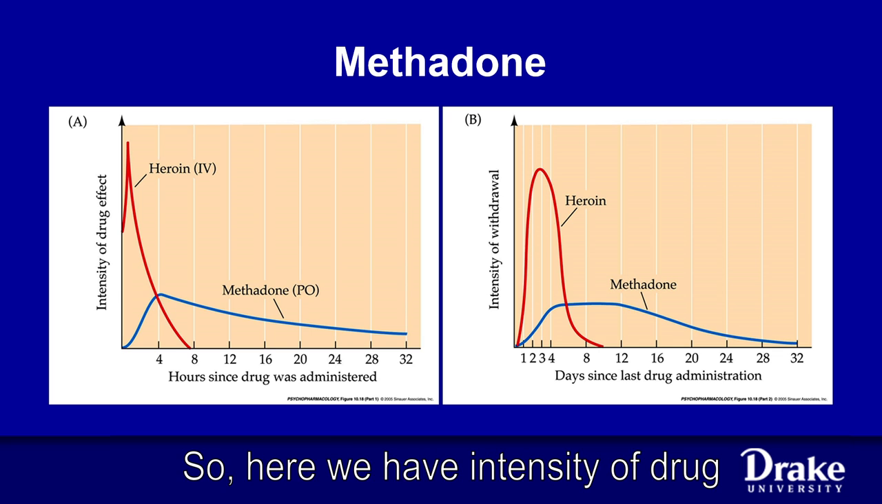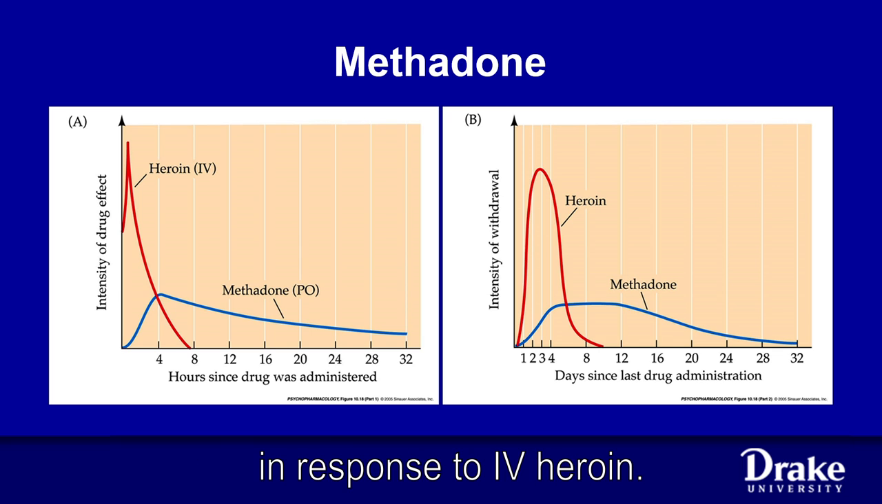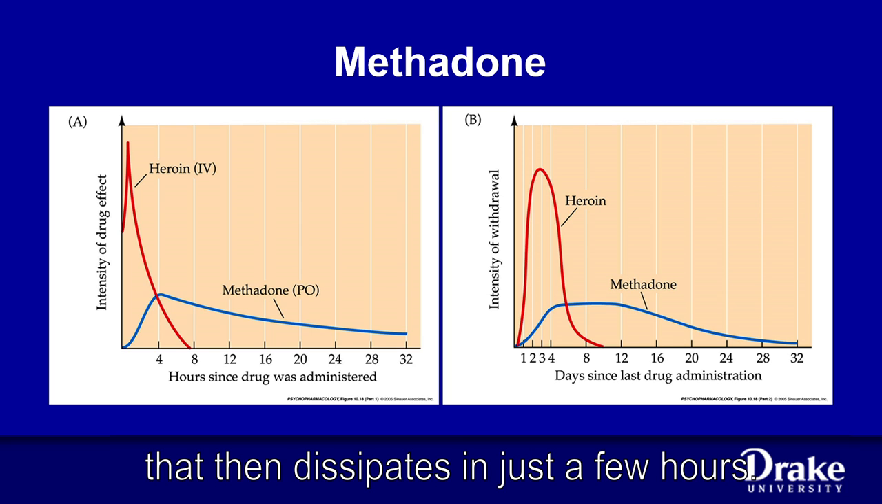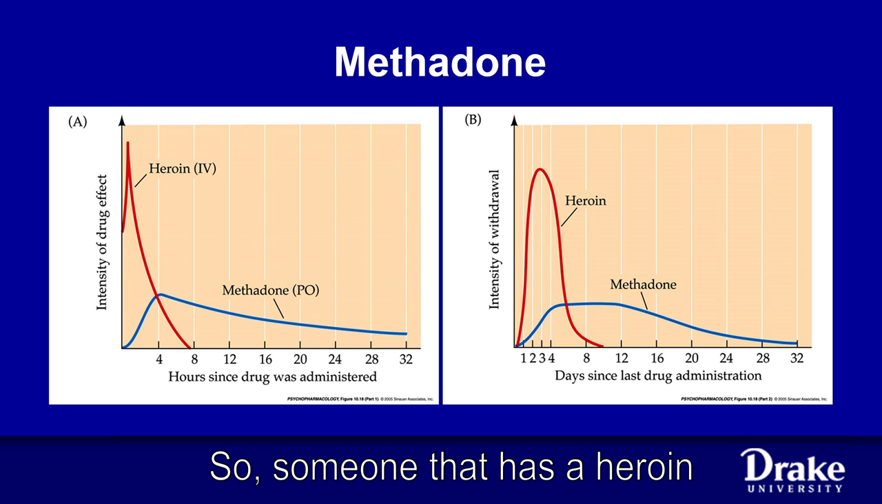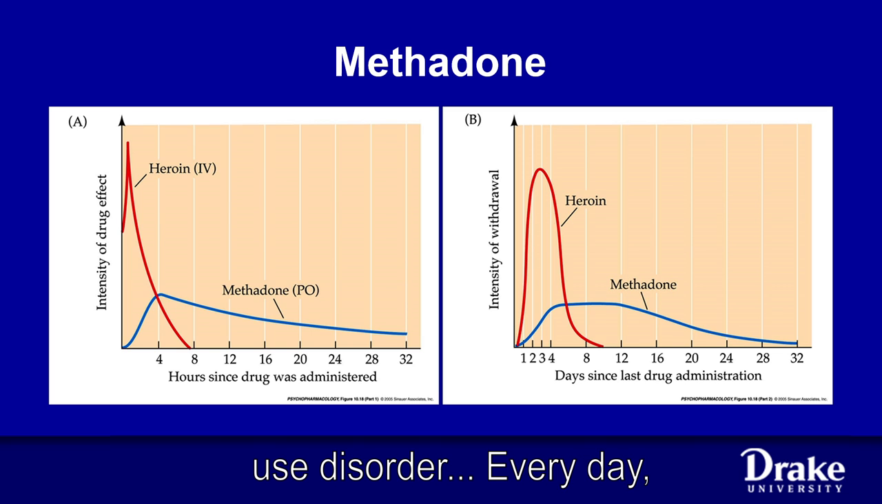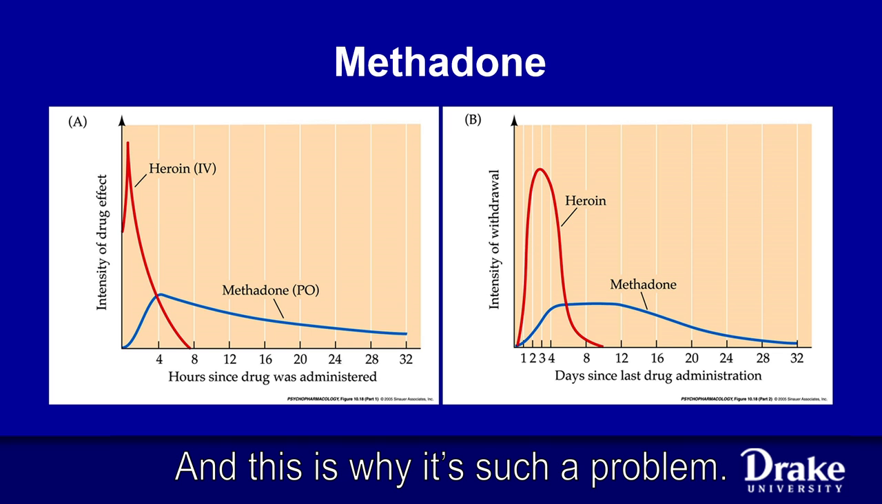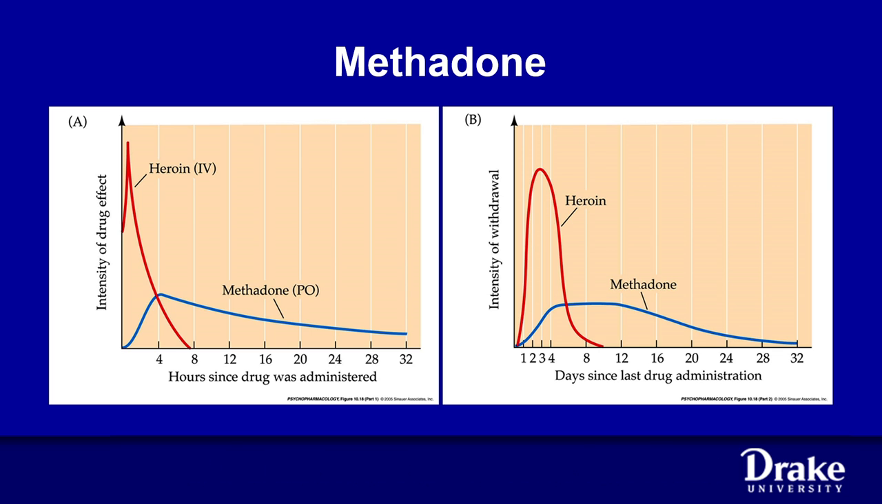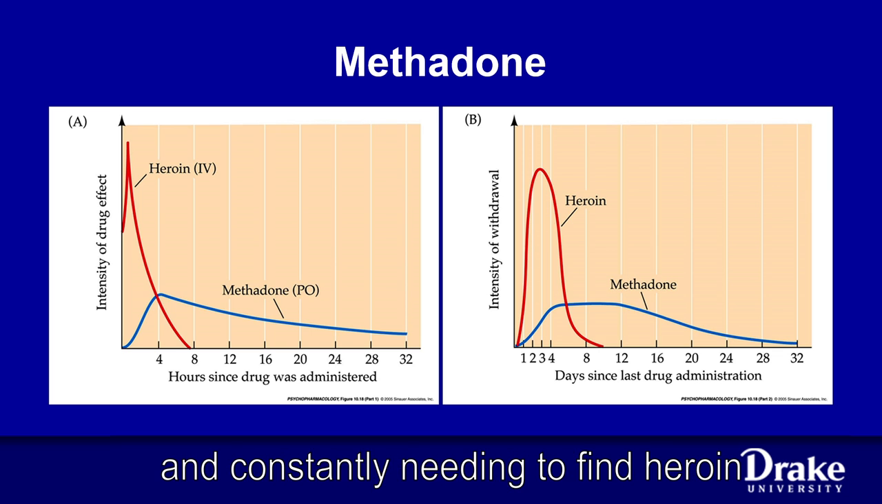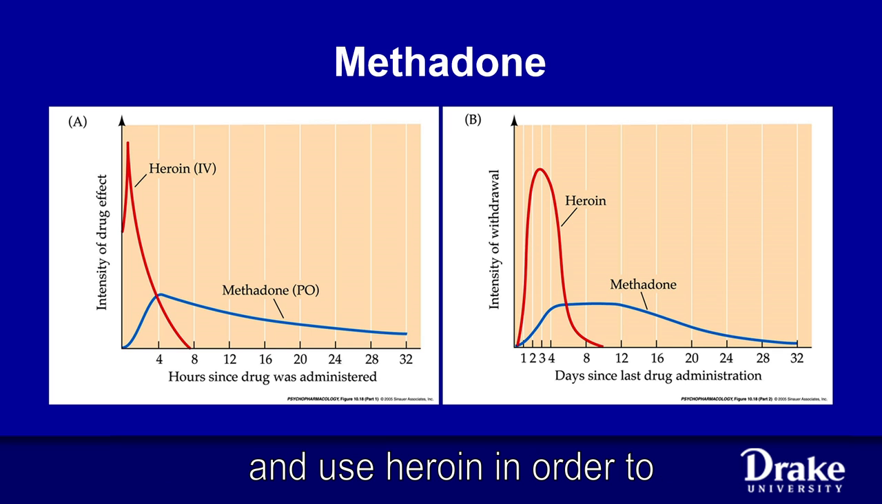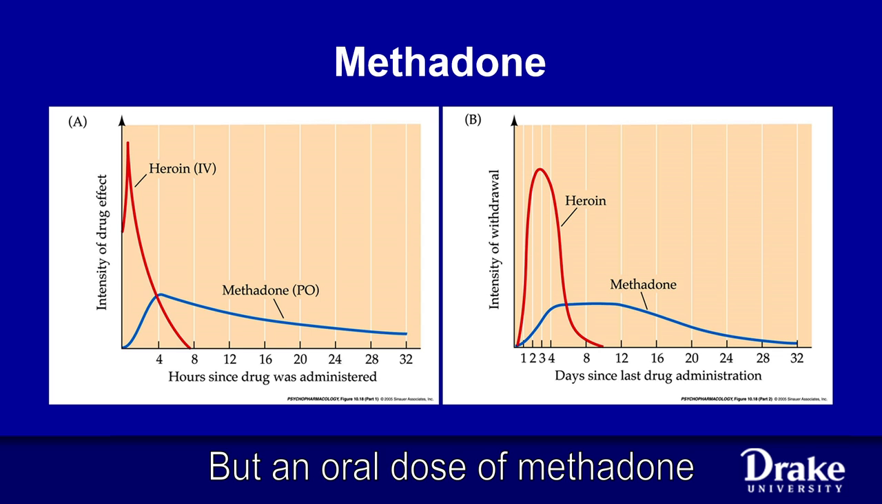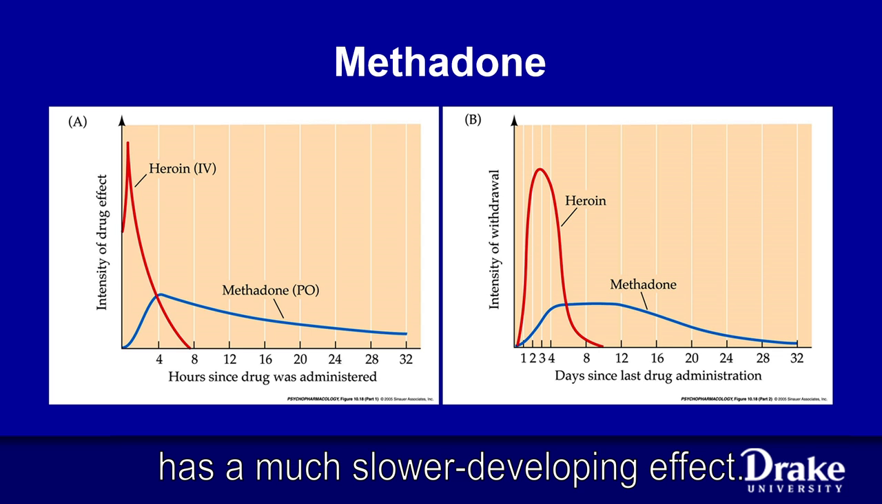So here we have intensity of drug effect and intensity of withdrawal in response to IV heroin. So you see heroin, when it's taken IV, gives a very quick high that then dissipates in just a few hours. So someone who has a heroin use disorder is experiencing withdrawal every day, and this is why it's such a problem in terms of being able to function in life. They're pretty much in a constant state of withdrawal and constantly needing to find heroin and use heroin in order to not feel sick. But an oral dose of methadone has a much slower developing effect.